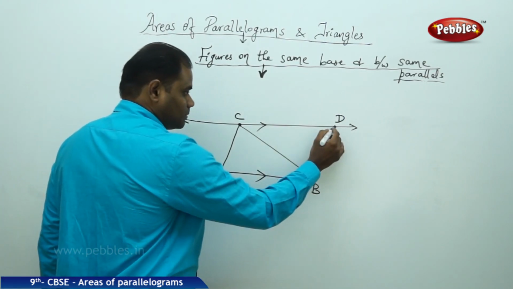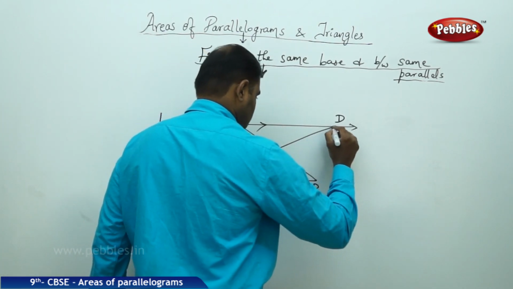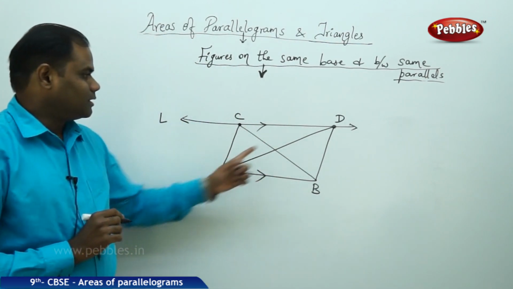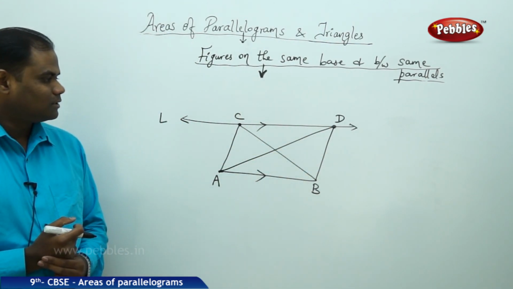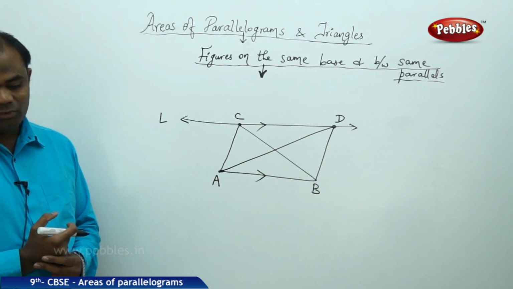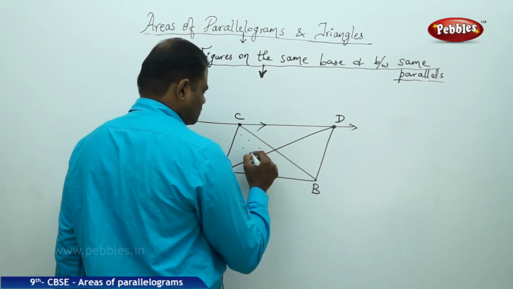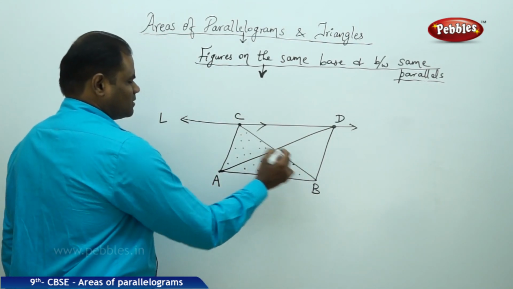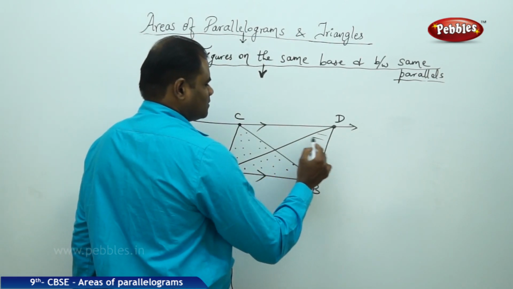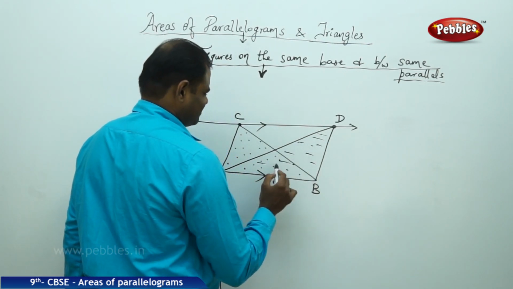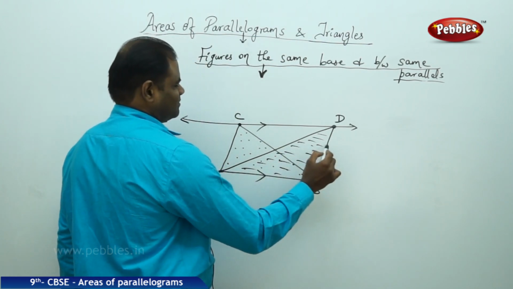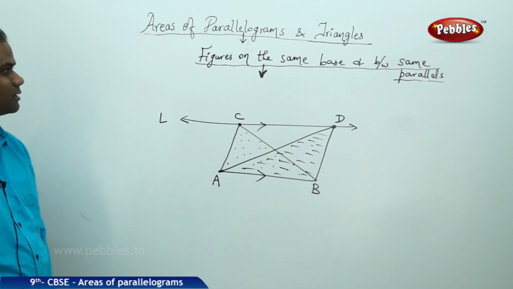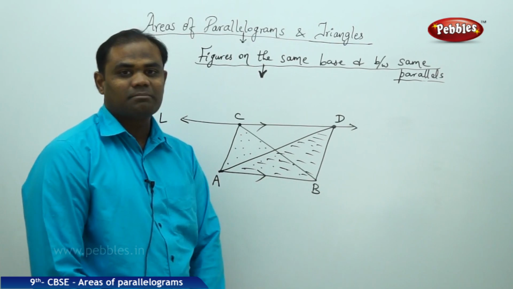Now I will draw a triangle ADB with the same parallel. Now here comes the investigation on what would be the relation between this triangle ABC and this triangle ADB. So here we are going to investigate the figures on the same base and between same parallels.